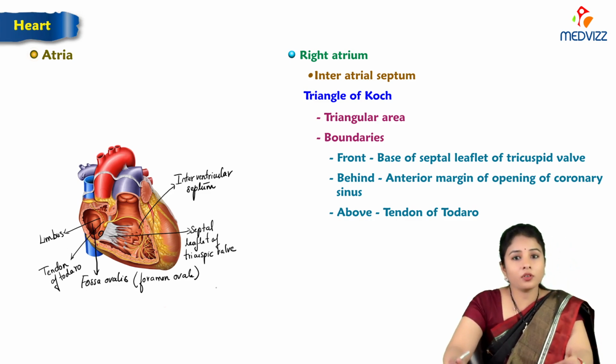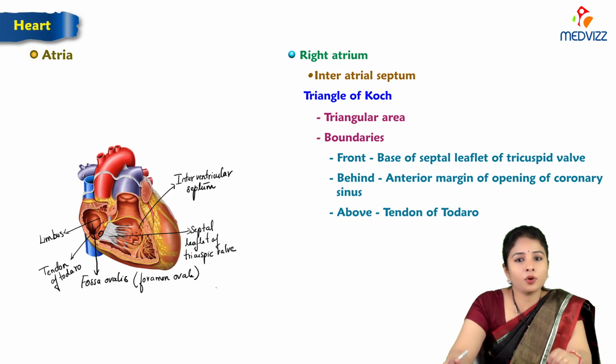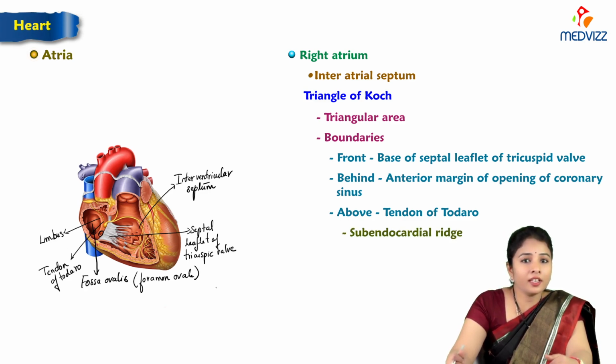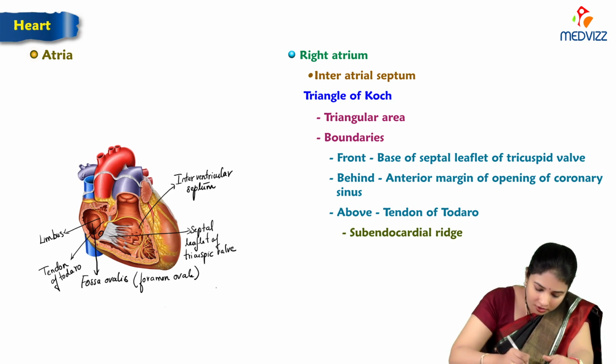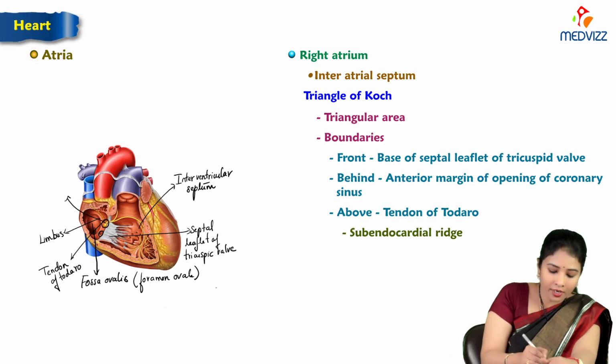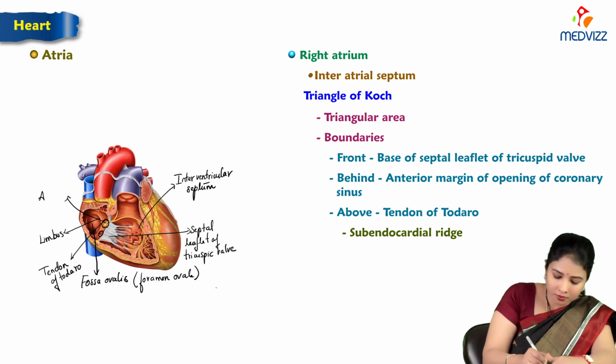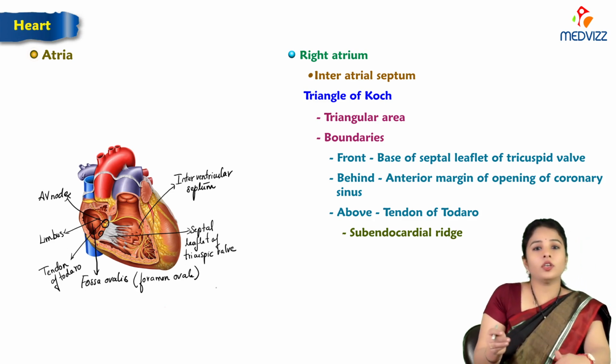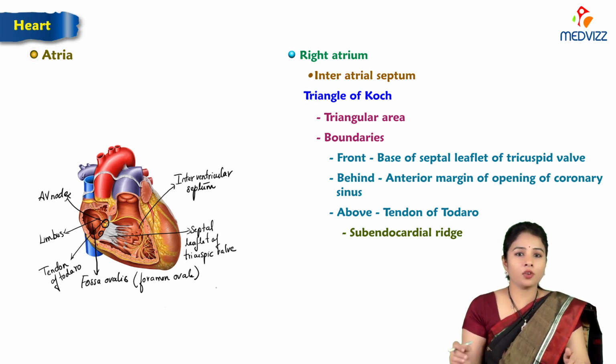So that is about the triangle of Koch boundaries, and the tendon of Todaro is the subendocardial ridge which is present. Here the AV node is present. You can see here, this is the AV node or atrioventricular node. The AV node is located in the triangle of Koch.